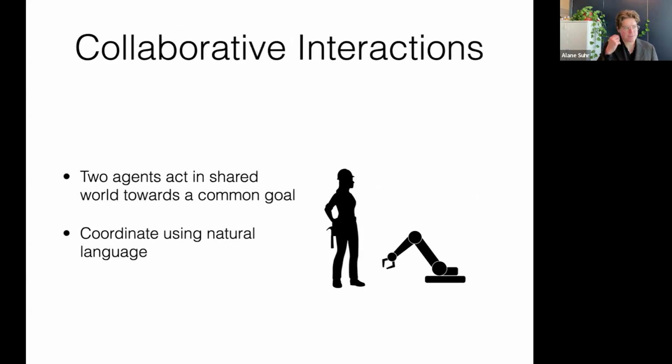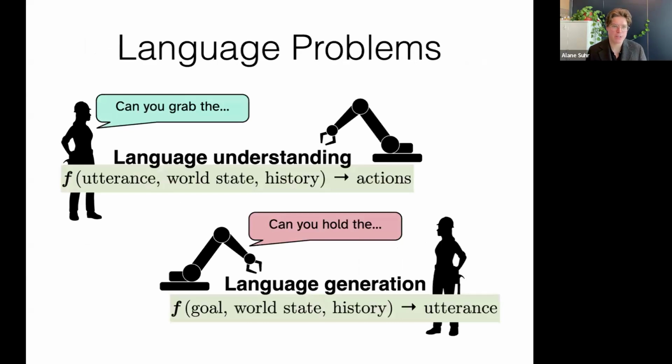So a lot of my work centers around collaborative interactions, so I wanted to more abstractly talk about what I mean when I say collaborative interaction. In this setting, we have two agents. They are operating in a shared world, and they're acting towards a common goal, and they coordinate their behavior by using natural language. So we have two different core natural language problems that we can study in this setting.